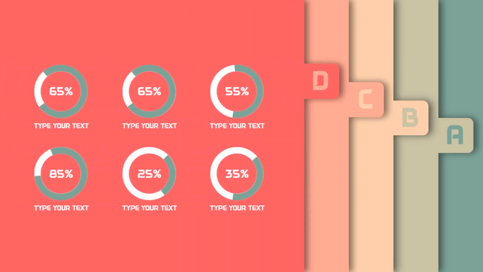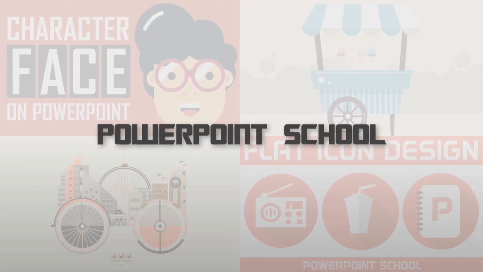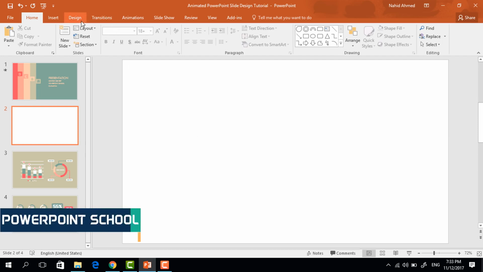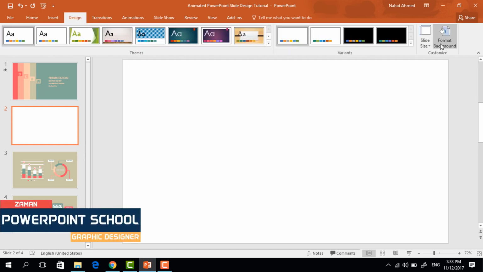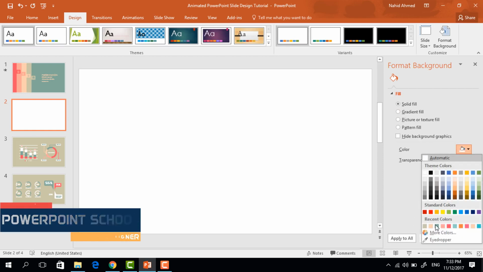In just PowerPoint. So without wasting your time, let's start creating. Here I have already taken a blank slide. So first, to change the background color, go to design, click on format background, and from here I will change the background color.